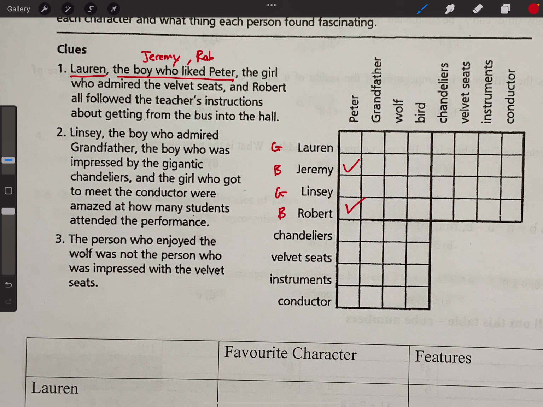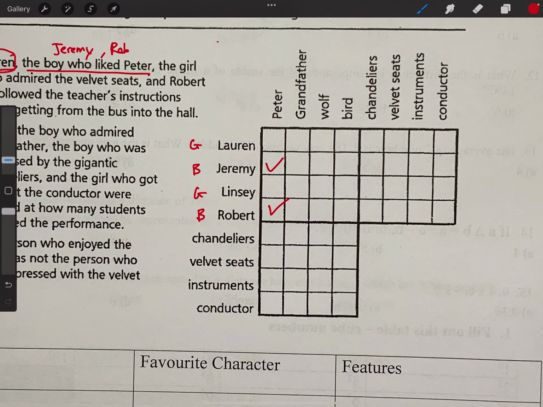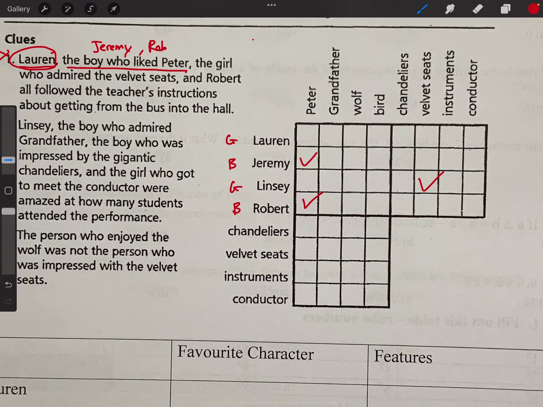And then it says the third person is the girl. Well, who's this girl? There's only two girls, right? If the first girl is Lauren, that's been listed. The second girl listed has to be Lindsay. And it says the girl who admired the velvet seats. So that means the girl who admired the velvet seats must be Lindsay. And then the fourth person is Robert. So if Robert is the last person, that means Robert can't be the second person listed here. So that means the boy who liked Peter must be Jeremy. So it can't be Robert.